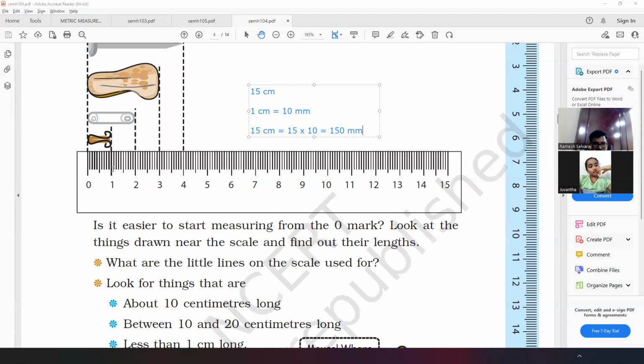You see here, this is 1 centimeter length. Here you can see one small line. So how many small lines are there? 1, 2, 3, 4, 5, 6, 7, 8, 9, 10. So 10 small lines are there. Each line is 1 mm. Okay, so 10 mm is called 1 centimeter.